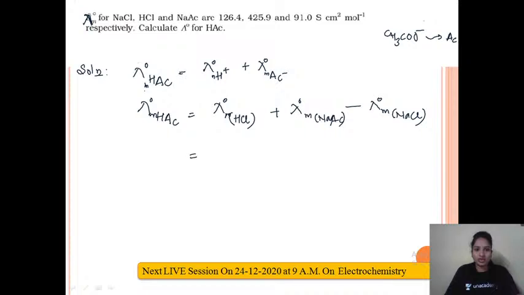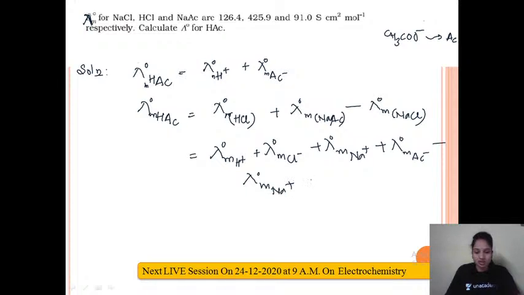HAC, and that's what we want to calculate, right? So that's how you need to make any equation in order to calculate it. For example, if I write this in elaborated form: lambda naught of H plus, plus lambda naught of Cl minus, plus lambda naught M for Na, plus lambda naught M for Ac minus, minus lambda naught M for Na, minus lambda naught M for Cl minus. Correct? In elaborated form I have written.